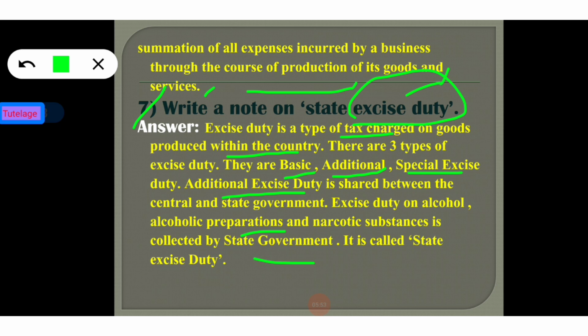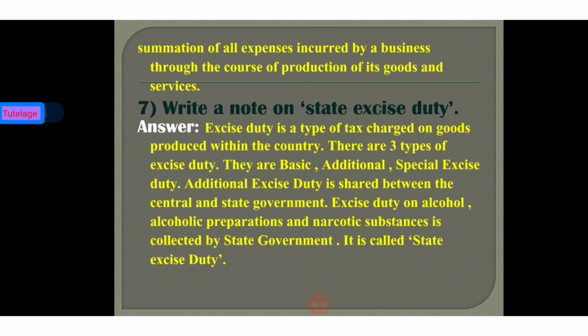So, state excise duty is one type of tax which is charged on different kinds of goods like alcohol, alcoholic preparations, narcotic substances like cigarettes. I think this is clear. What do you mean by a state excise duty? So now going to the next question.